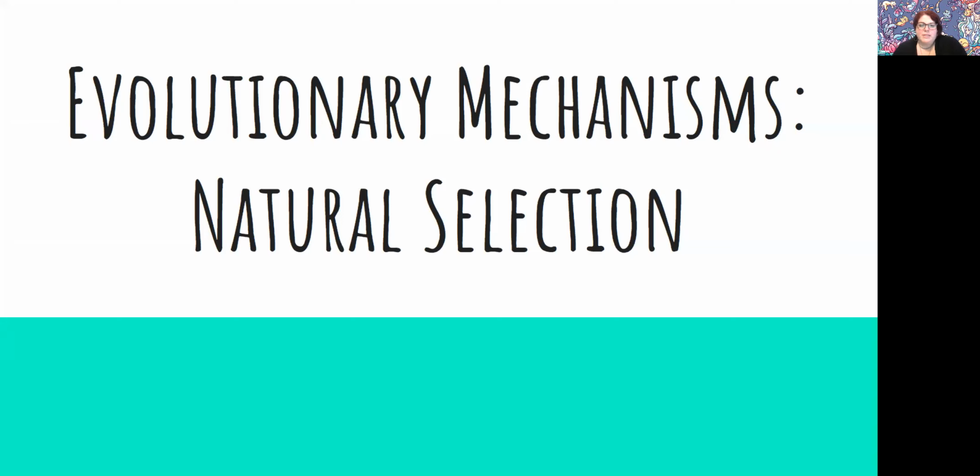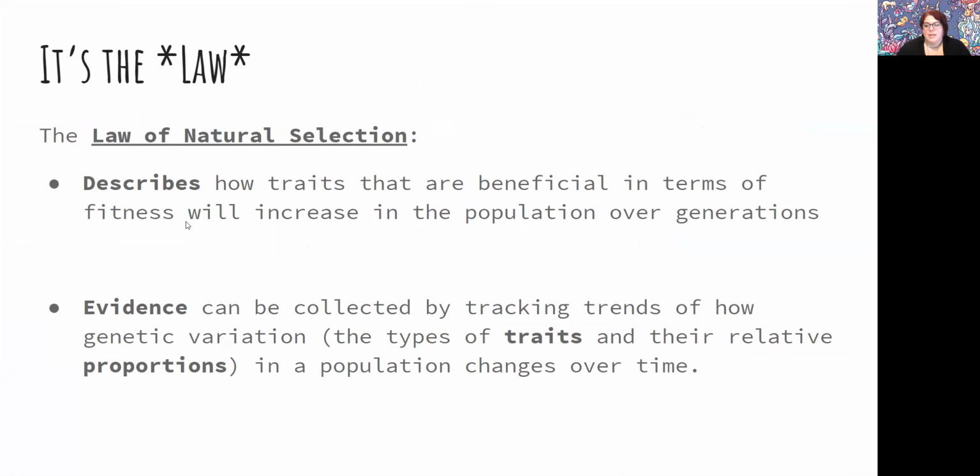Hey folks, the next lecture that we're going to be working through is evolutionary mechanisms of natural selection. So natural selection is a law. If you don't remember or you haven't learned this, a law is a description. A theory is an explanation, a law is a description. Natural selection in particular describes how traits that are beneficial in terms of fitness, which we'll talk about a little bit later, will increase in the population over generations.